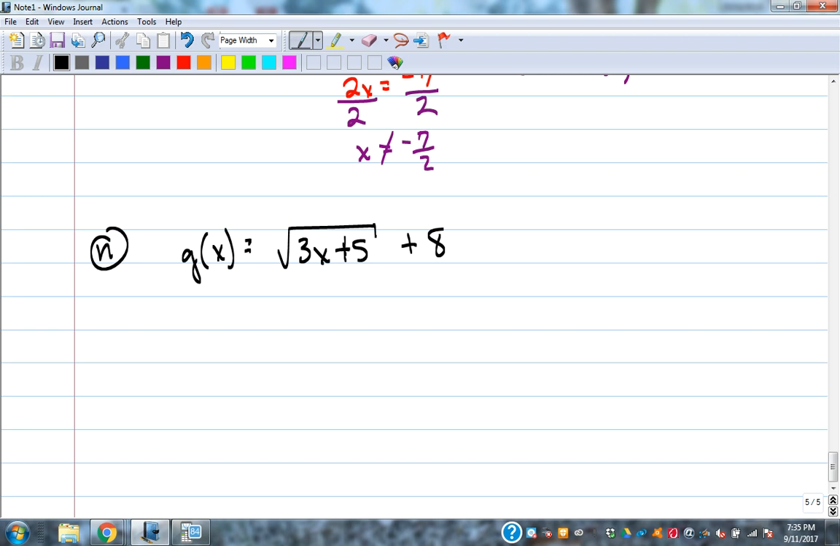So, what part is the red flag? The square root part. The plus 8 that's hanging out here, is it a problem? No. The only thing that's got a red flag on it is the square root with the x inside of it. So that's the only part we're going to use to set up our problem.